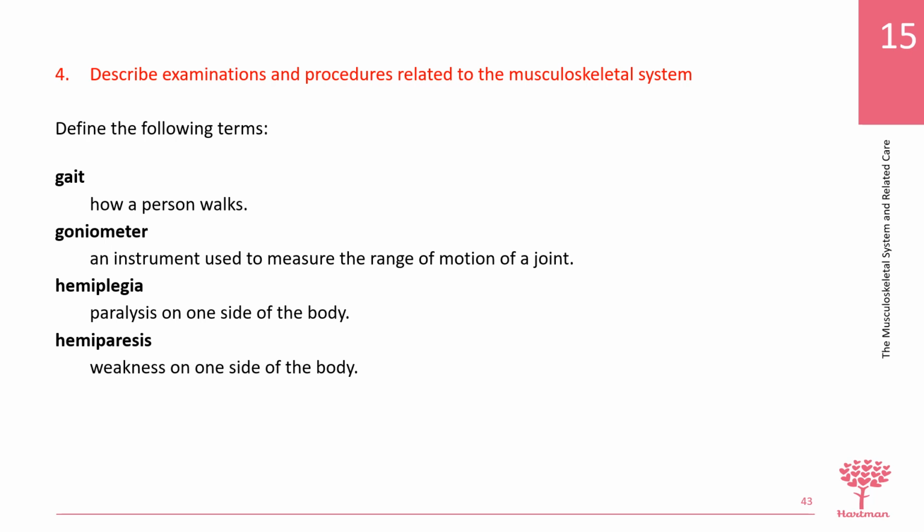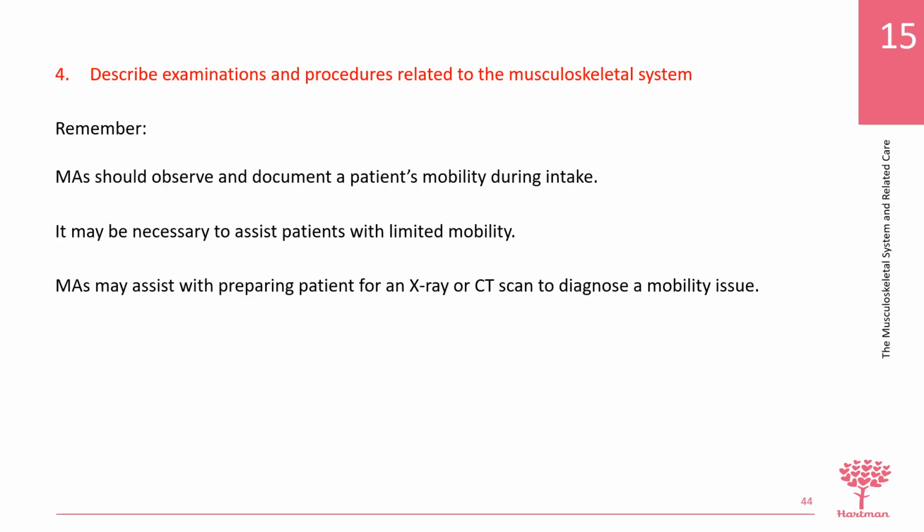All right. And so now, again, let's look at some of the procedures related to the musculoskeletal system and some other terms that we may see. Gait is how a person walks. Hemiplegia is paralysis on one side of the body. Hemi meaning one side. Okay. Plegia meaning paralysis, and paresis is weakness, which is weakness on one side of the body. Remember, hemi is one side of the body, and the goniometer is an instrument used to measure the range of motion of a joint. Okay.